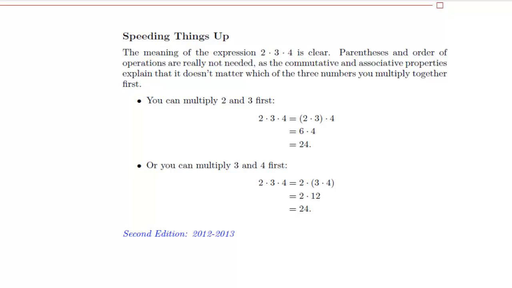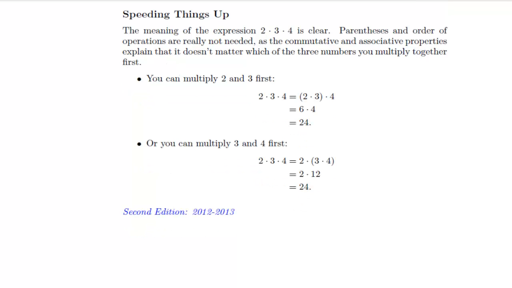Speeding things up. The meaning of the expression 2 times 3 times 4 is clear. Parentheses and order of operations are really not needed, as the commutative and associative properties explain that it doesn't matter which of the three numbers you multiply together first. You can multiply 2 and 3 first. Then you would get 2 times 3 is 6, 6 times 4 is 24. Or you can multiply 3 and 4 first. We would have 3 times 4 is 12, then 2 times 12 is also 24.